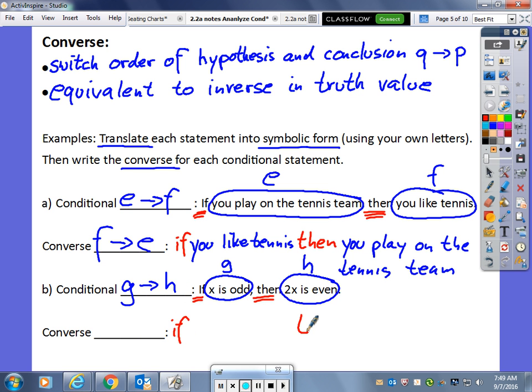For the converse, I'm going to switch around H and G. H is now our hypothesis. 2x is even. And the conclusion is x is odd. Now mind you that we are only doing this now to indicate how to change from a conditional to a converse. We're not saying anything about the converse being true at this point, okay? You can think about it, but don't worry about it too much. More importantly, our symbolic notation is now H arrow G.